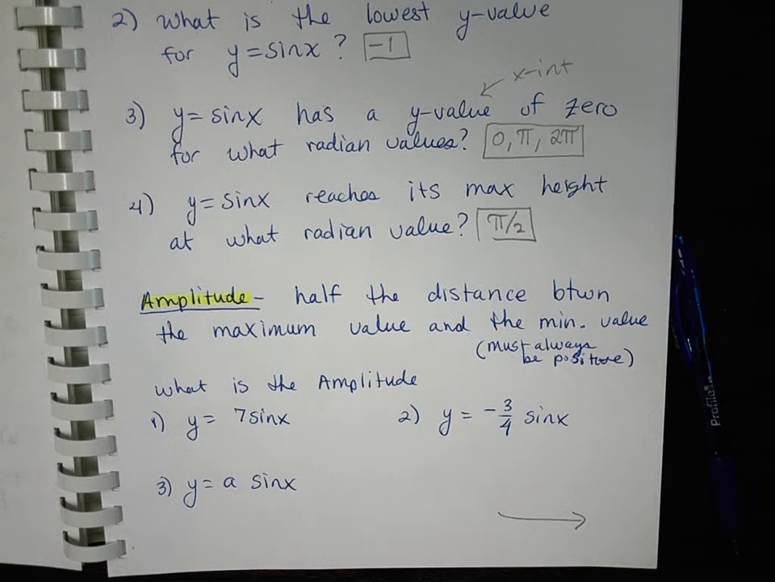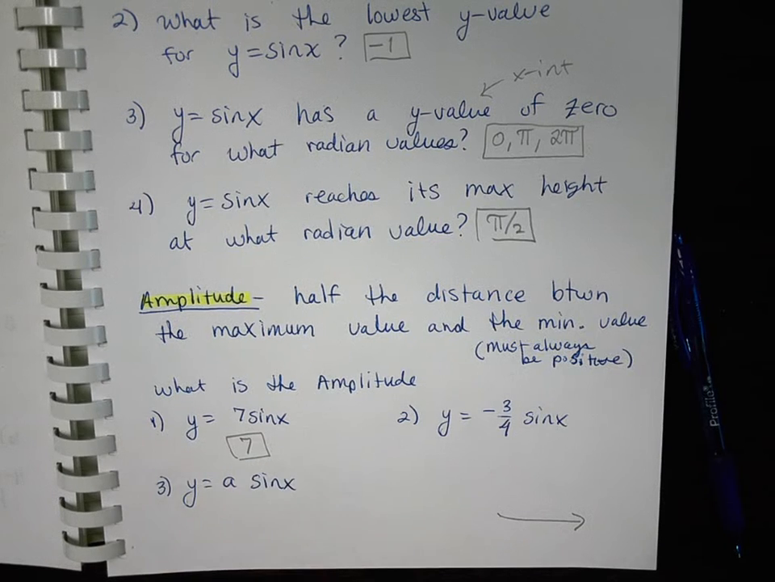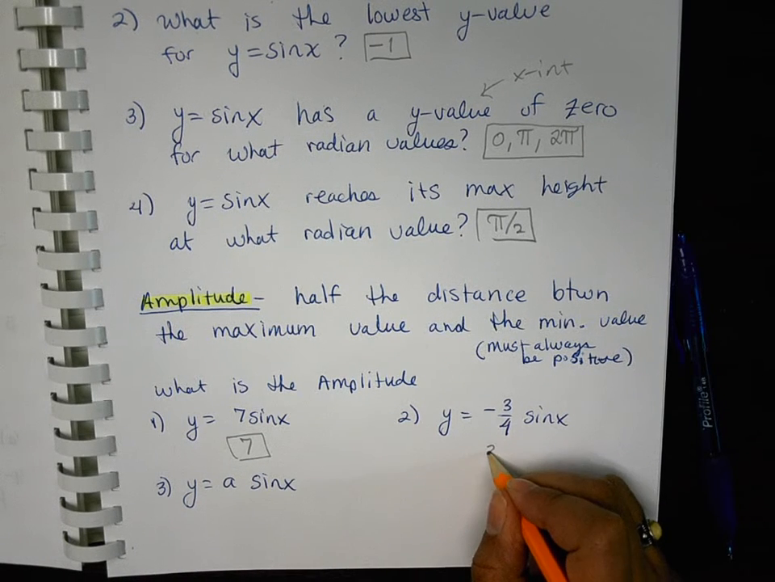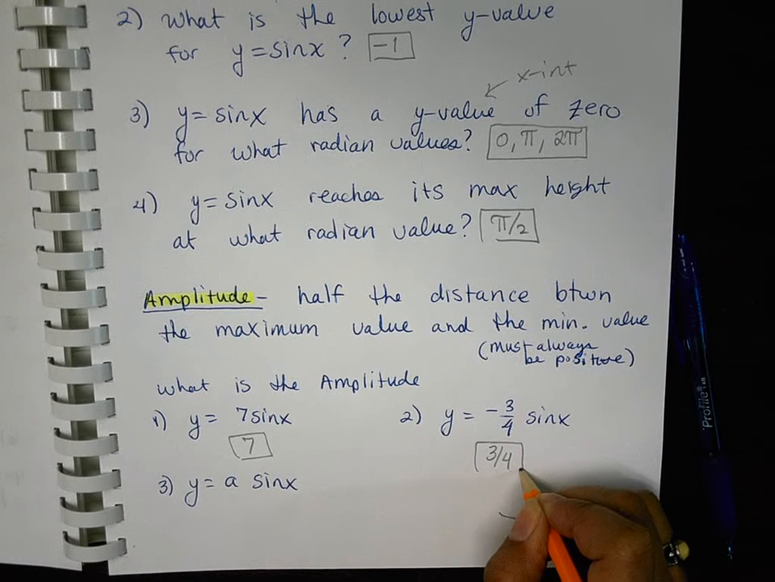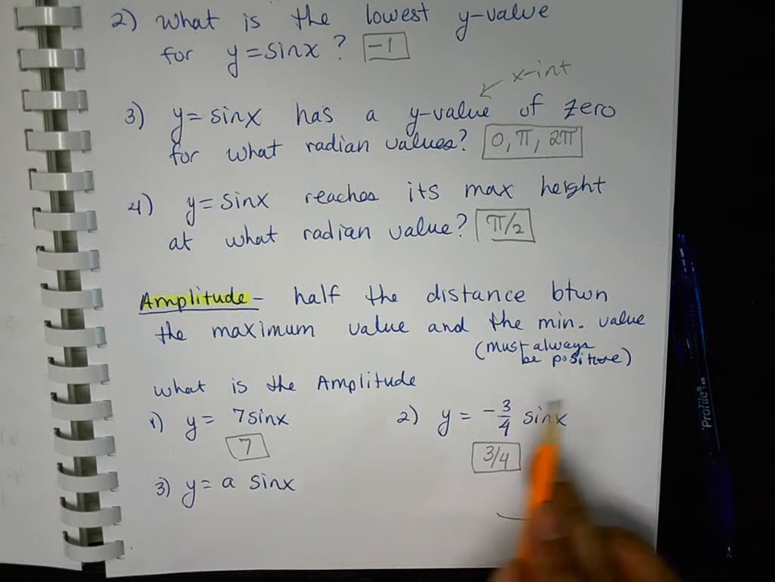All right, what's the answer for number 1? No work needed. Do we agree it's 7? Yes. What's the answer for number 2? Positive 3/4? Positive. Why? Because it's always positive and we take the absolute value. Okay, number 3?